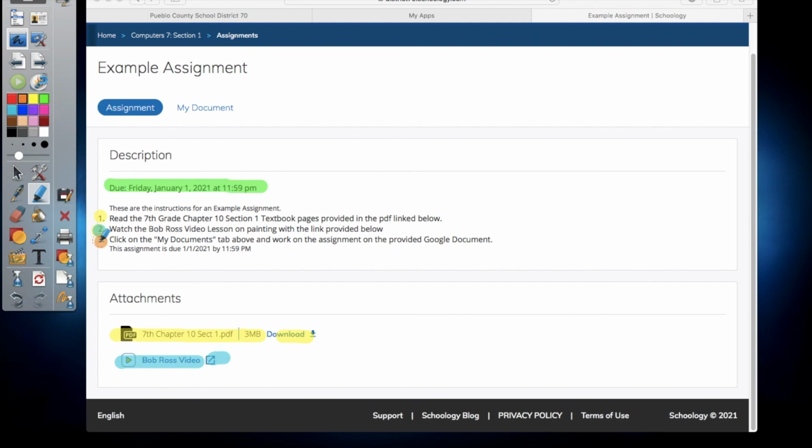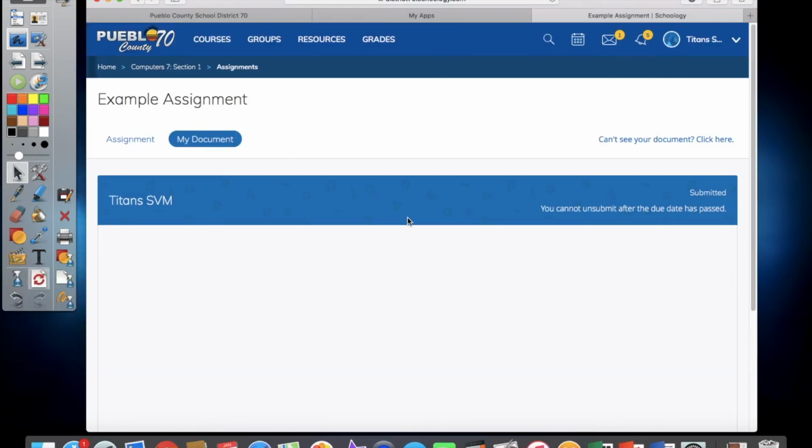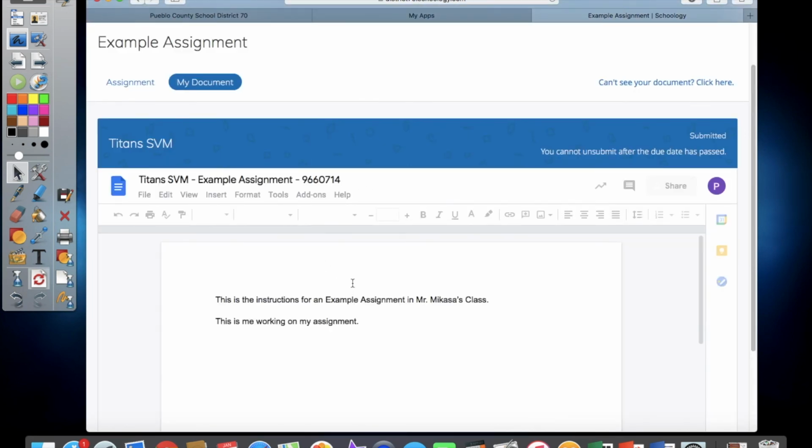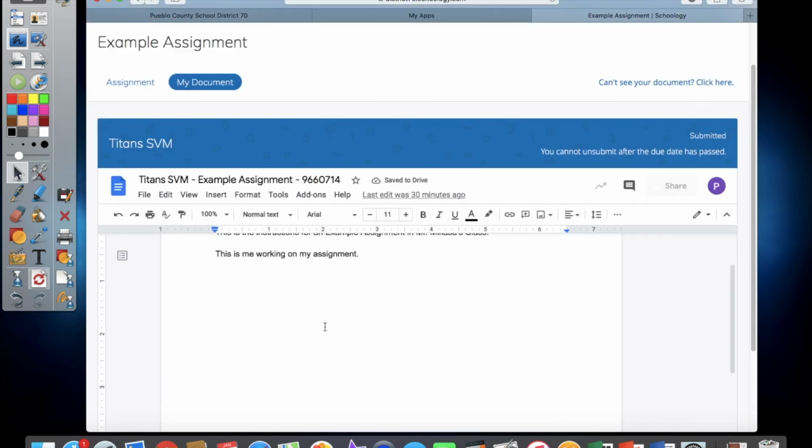And lastly, it says click on the My Documents tab above to work on the assignment on the provided Google document. Look up at the top, there's a My Documents tab up there. When you're working on your assignments for me and you click on it, this is what it's going to look like. Oh, I'm sorry, this one's already been submitted, I do apologize. But this is what it looks like. I give you my instructions here, you just type into your document below, submit it, I get the assignment, everything is honky-dory, and everything works out for the best, okay?